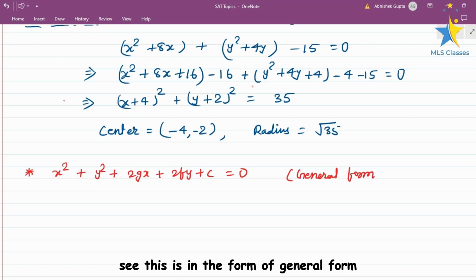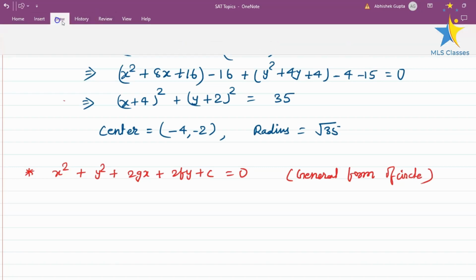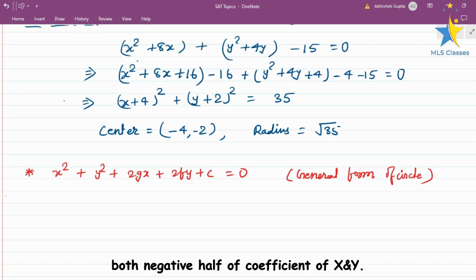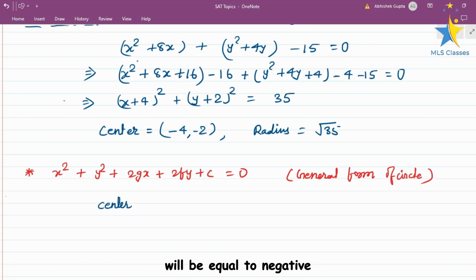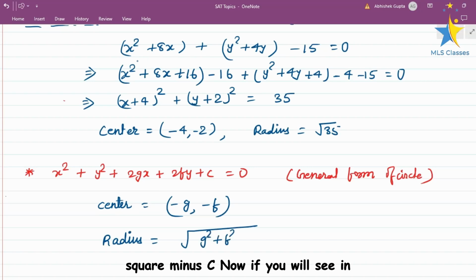You can see this is in the general form of a circle. If we remember this, then it will be easy to find the center. You can see why we have written 2g: the center comes as negative half of the coefficient of x and negative half of the coefficient of y. So we can say simply the center will be equal to (negative g, negative f), that means negative half of the coefficients of x and y, and simply the radius will be equal to square root of g square plus f square minus c.